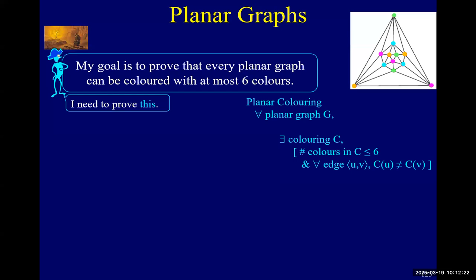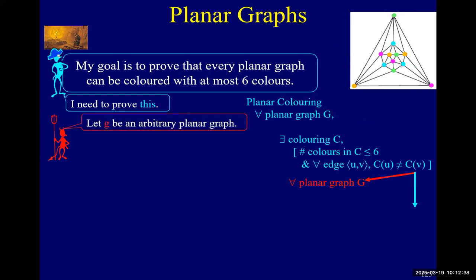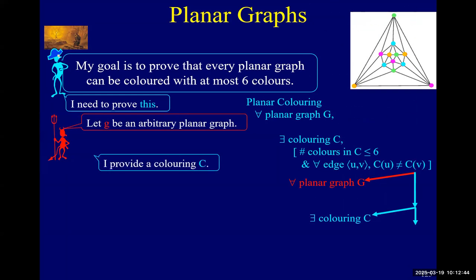All right, so what do we have to prove? We want to prove that every planar graph can be colored with 6 colors. So how do you prove it? You parse this statement. What's the top? It says for every planar graph. So you give me an arbitrary planar graph, and then I have to construct a coloring.